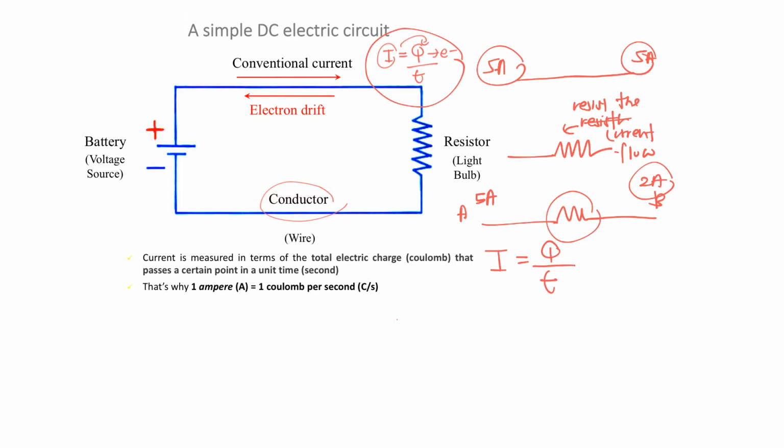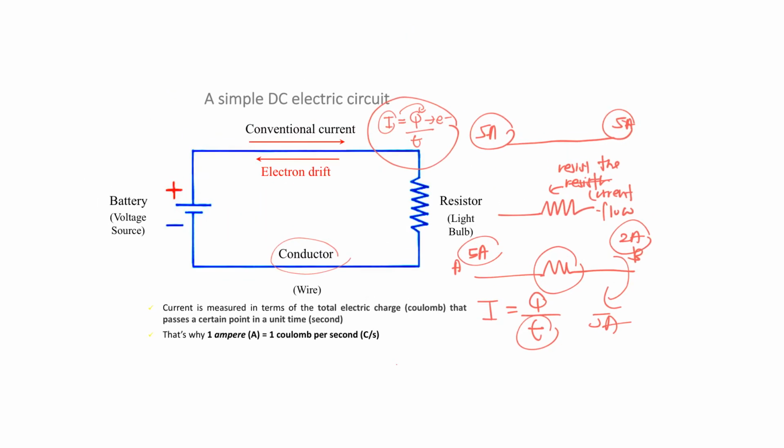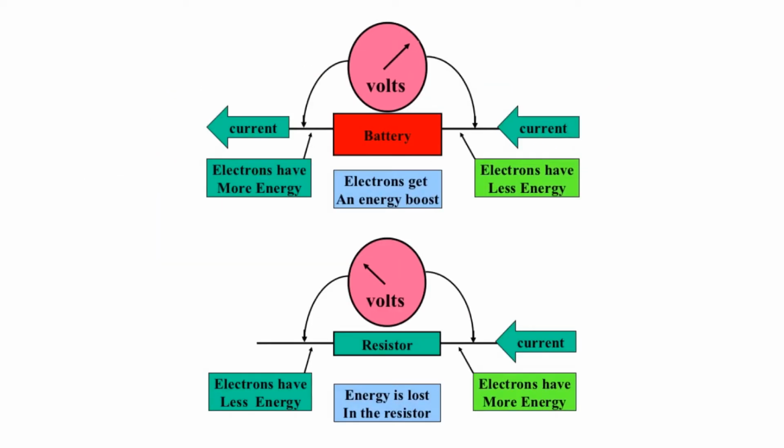But what if you measure for longer? What happens is it is going to be 5 ampere also, because you measure in a certain amount of time. That's the reason why you get 2 ampere but you didn't get 5 ampere. Okay, got it. Let's proceed.